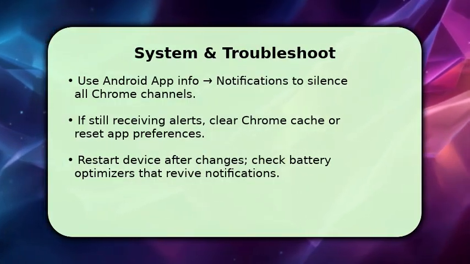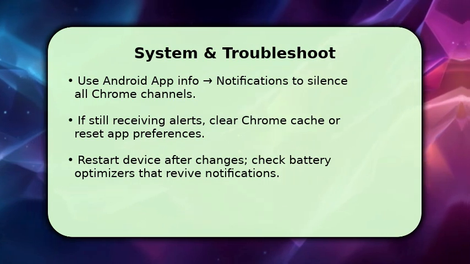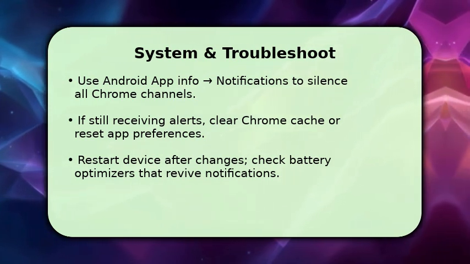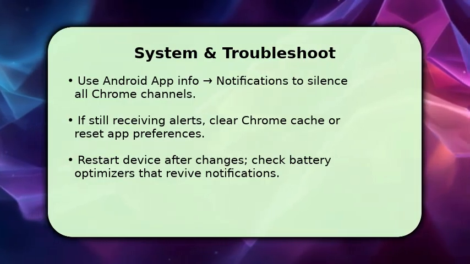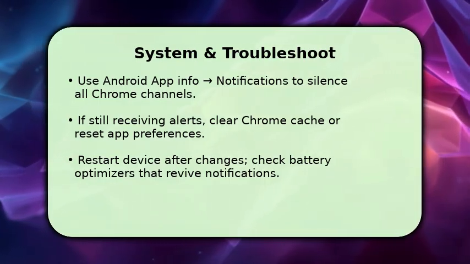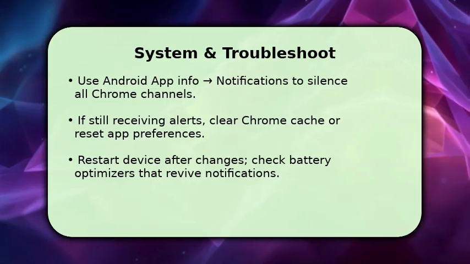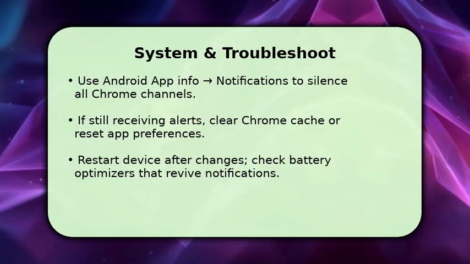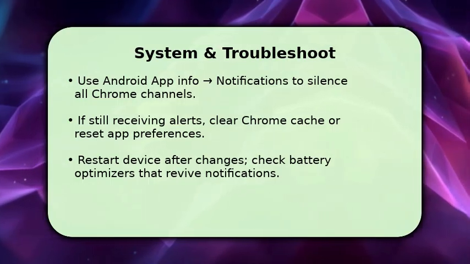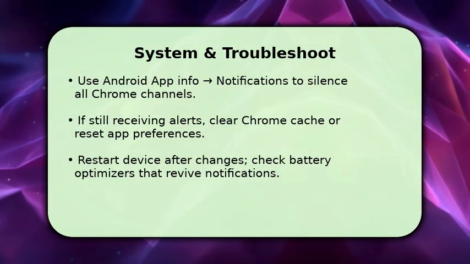Go to Settings, right arrow Apps, right arrow Chrome, right arrow Notifications, and toggle entire app off if you want a full stop. Otherwise, silence specific channels like media or promotions. If notifications persist, clear Chrome's cache and data or reset app preferences to remove stuck permissions. Make sure battery optimization isn't restoring notifications.